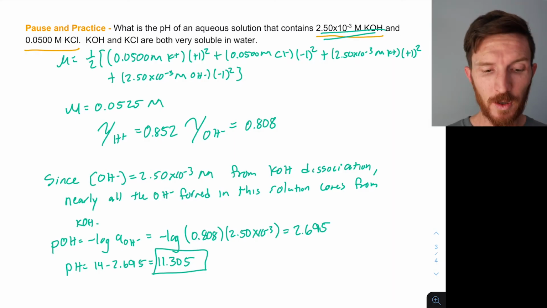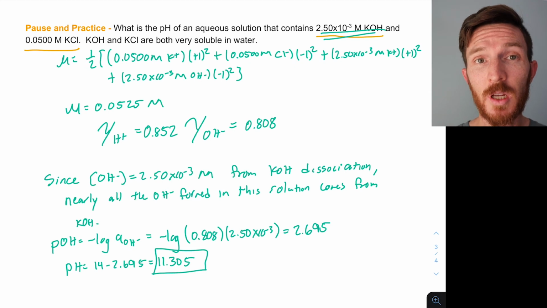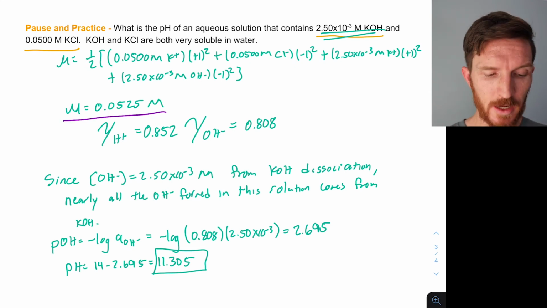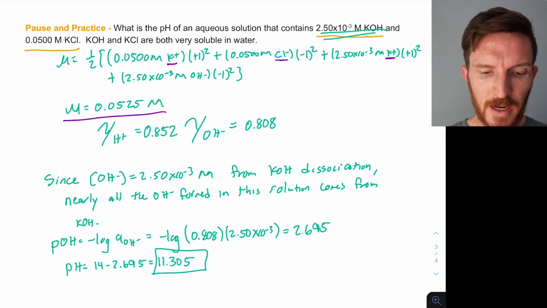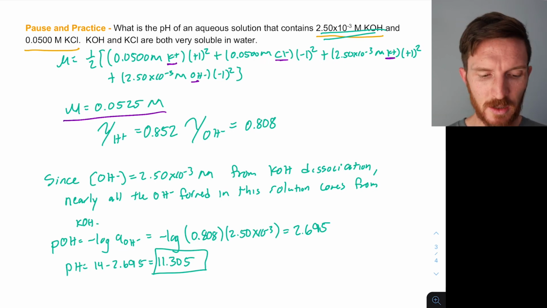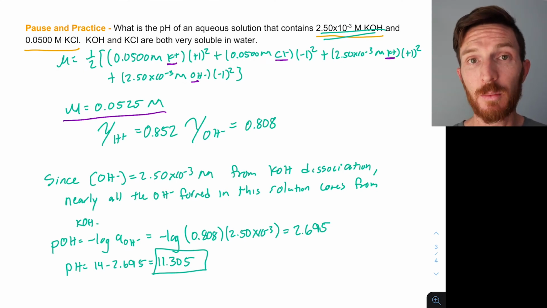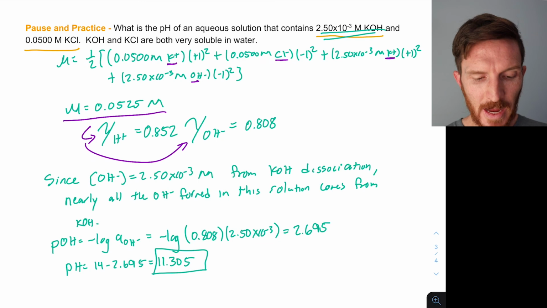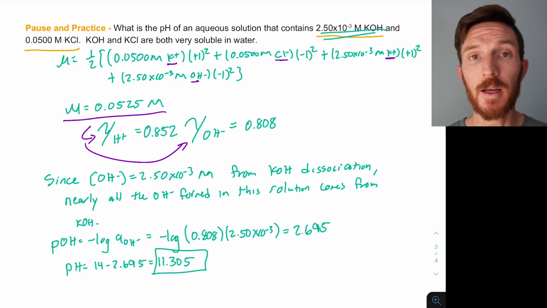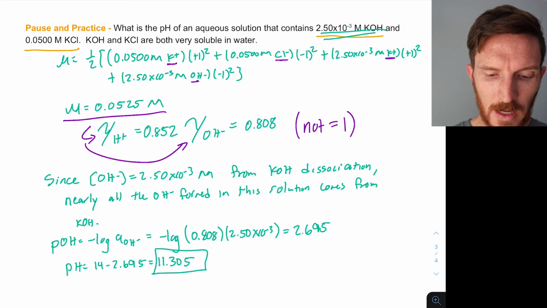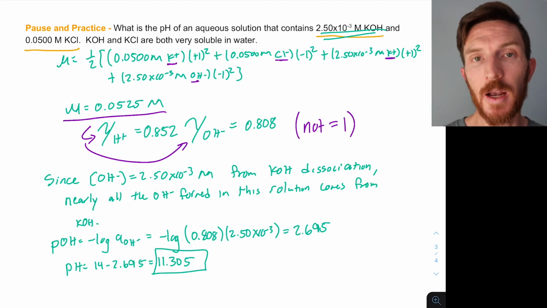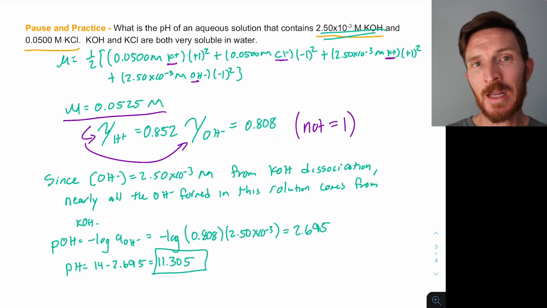All right, now that you had a chance to work through this, we answer the first question: do we need to think about activity? What is our ionic strength? After looking at the ionic strength contribution of our potassium ions and chloride ions from potassium chloride, and our potassium ions and hydroxide ions from potassium hydroxide present in solution, we get an ionic strength of 0.0525 molarity. From that, we get these specific gamma values, or activity coefficients, for the H plus and OH minus ions. And we see there is this deviation. These are not equal to 1. We have a fairly high ionic strength in our solution. Now, that's our first question.